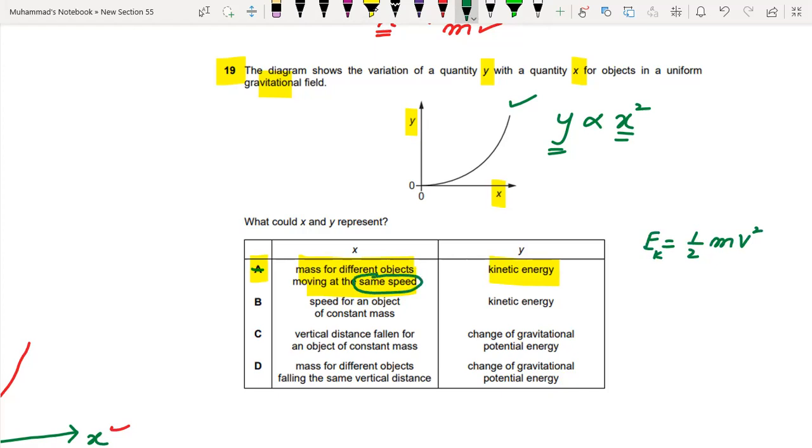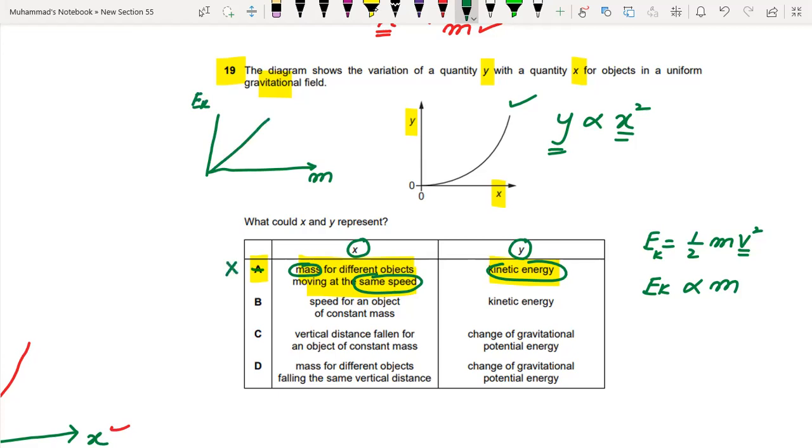And then if we have to look at the relationship between mass and kinetic energy, if the speed is the same, then the kinetic energy will be directly proportional to m. If x is mass and y is kinetic energy, then the mass versus kinetic energy graph will be a straight line. So option A is incorrect.